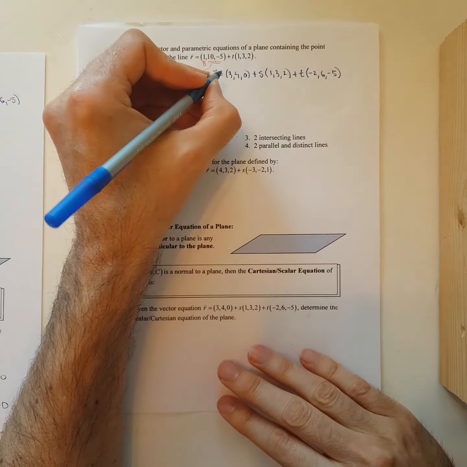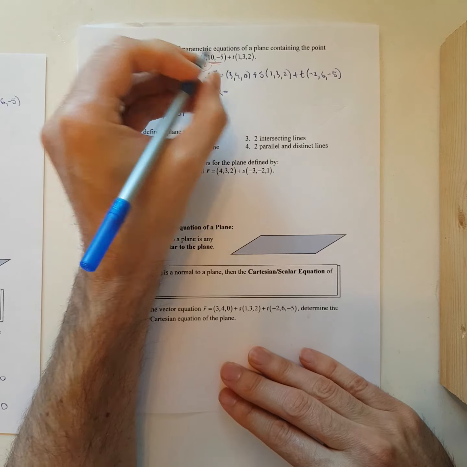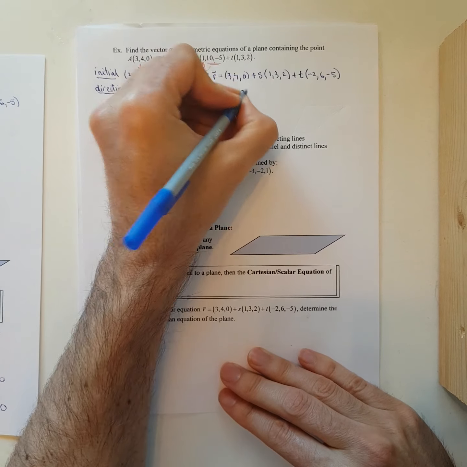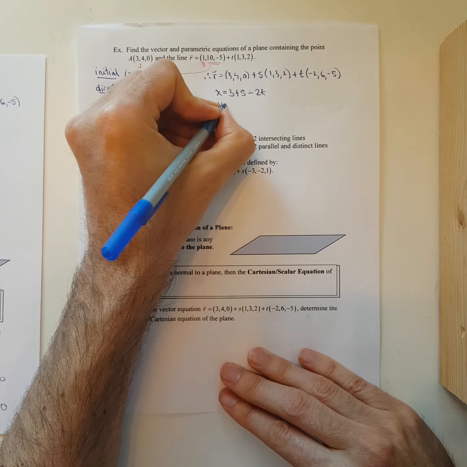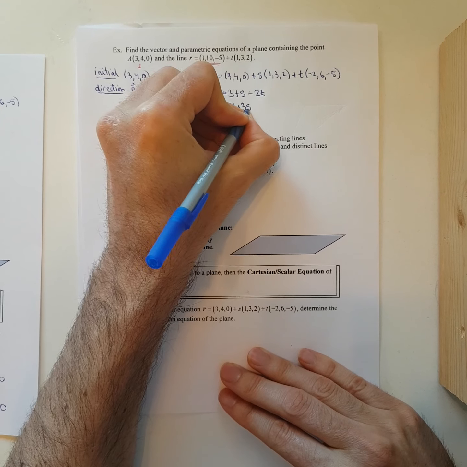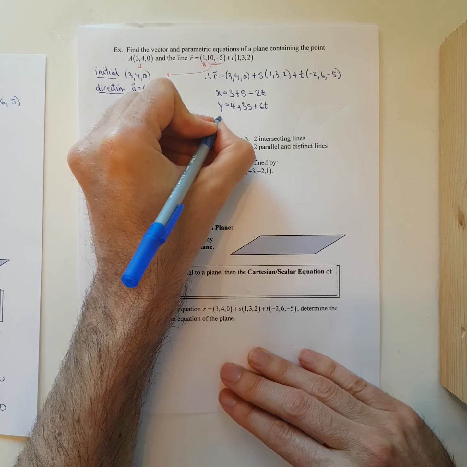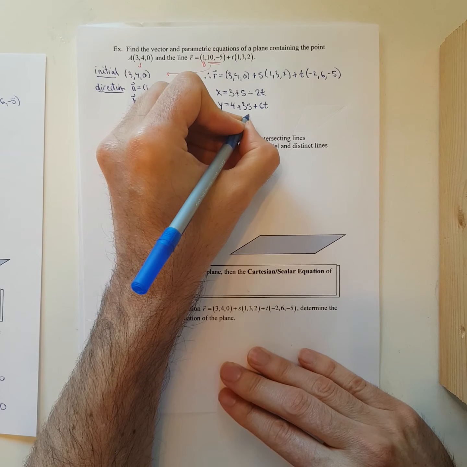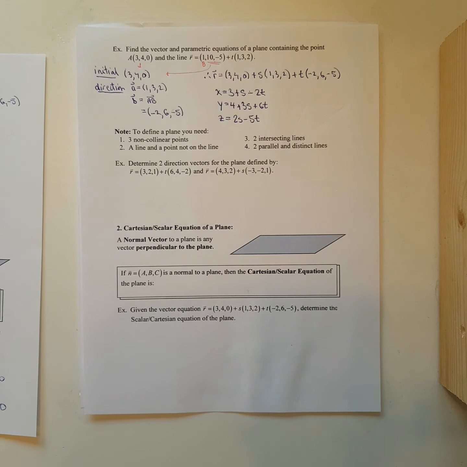If we want our parametric equation, very similarly to what we did with our line, all we have to do is just separate the x, the y, and the z. So my x is 3 plus 1s minus 2t. My y is 4 plus 3s plus 6t. And my z is 0, so I don't need to write that, 2s minus 5t. So there's our vector and our parametric equation.